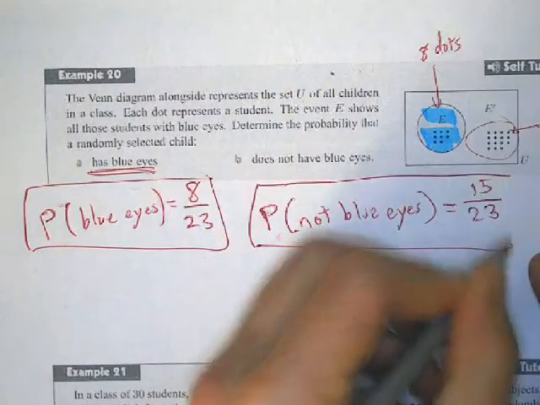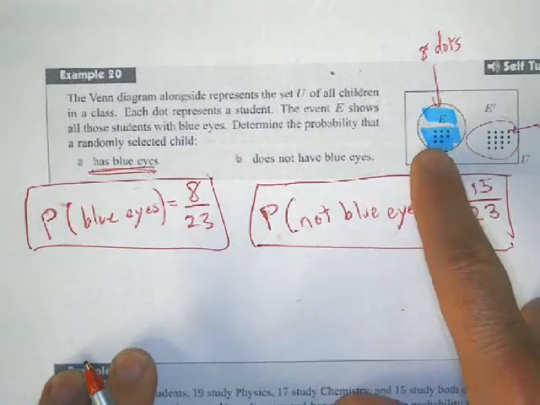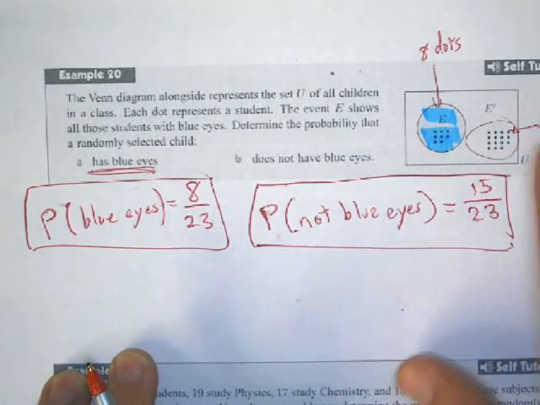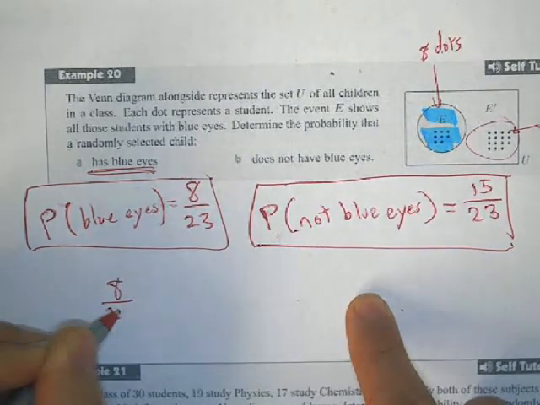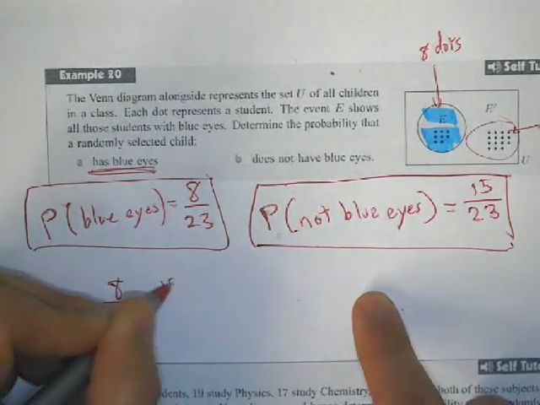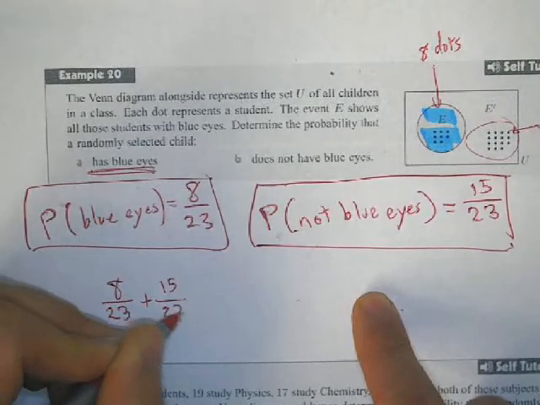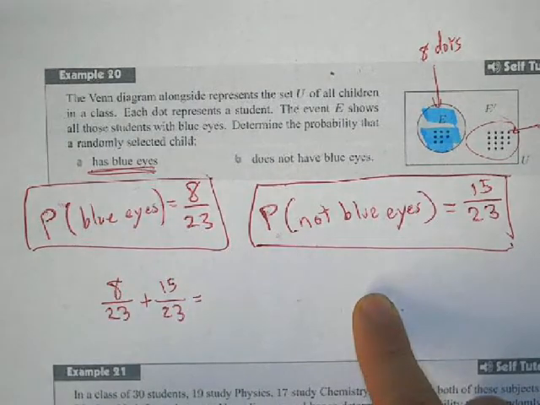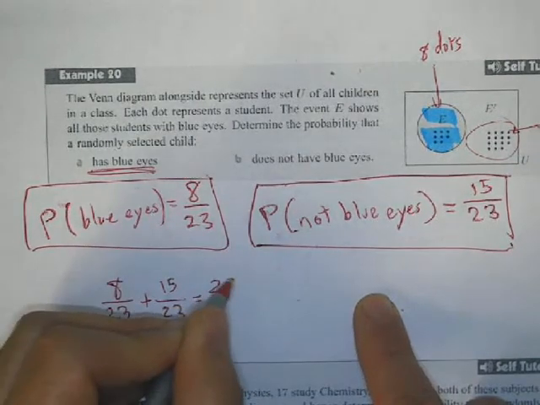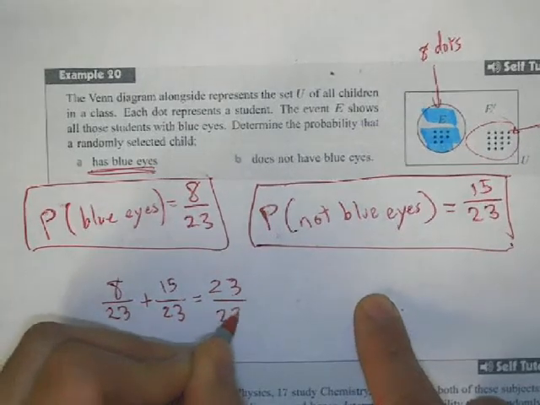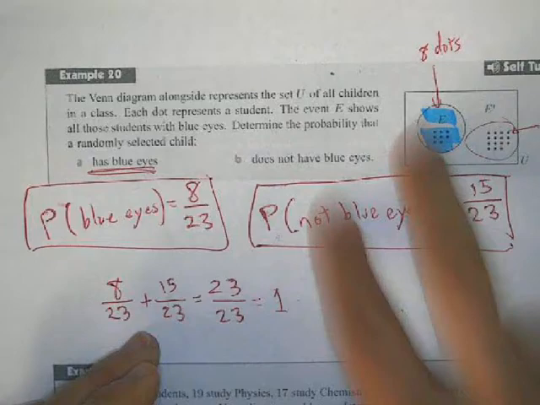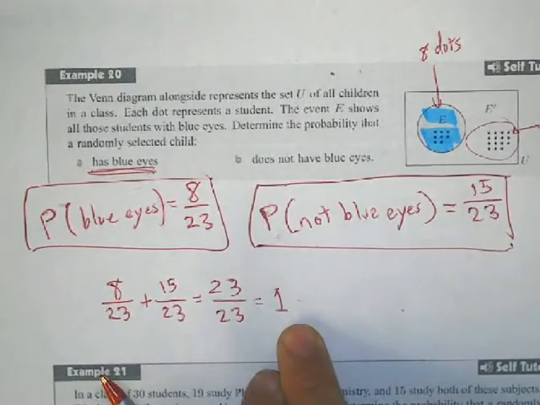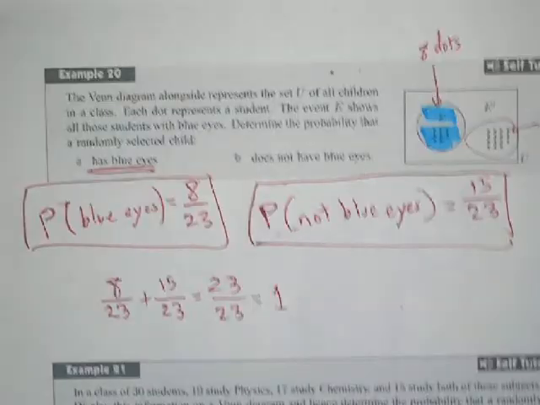Now you know you've done it right because this fraction plus this fraction needs to add up to 1. Is 8 over 23 plus 15 over 23, what's that equal to? That equals 23 over 23, which is 1. Your probabilities, all of them together need to add up to 1. Okay, let's look at our next example here.